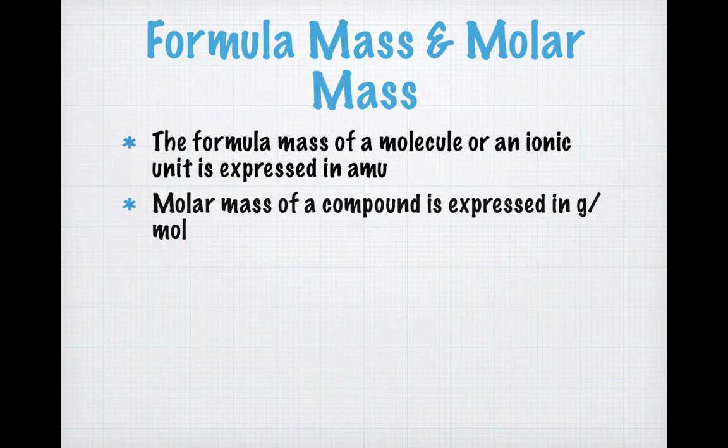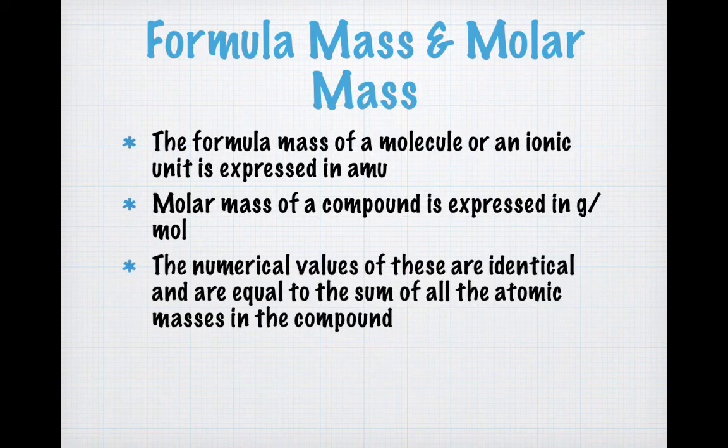Well, as it turns out, the molar mass of a compound is expressed in grams per mole, and we saw that the atomic mass for each element, if you had a mole of that compound, is the same number in grams as one atom would be expressed in AMUs. So for a compound, all we do is add up the sum of all the molar masses of each atom in that compound.